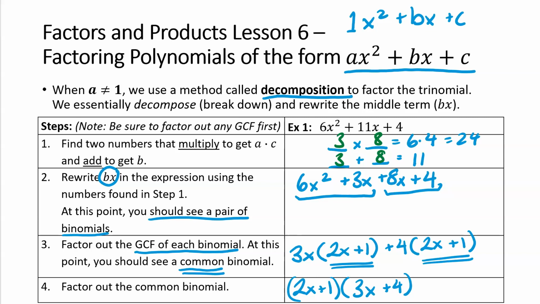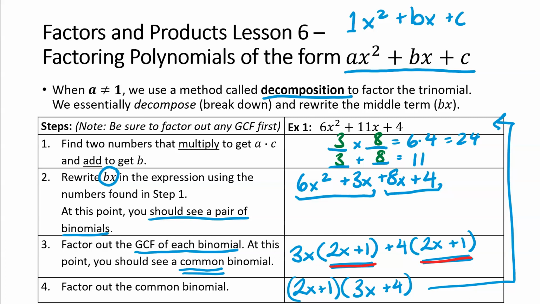You now have a pair of factors that multiply. If you multiplied it, would give you that trinomial. So we've just factored that trinomial. And just one note here, if you did not see a common binomial by step 3, then you must have done something wrong. So backtrack and see if you had any errors in the previous step.